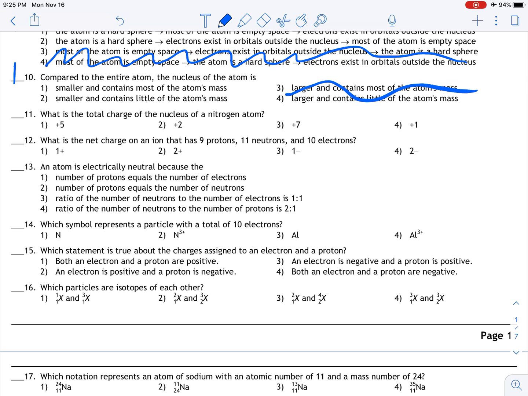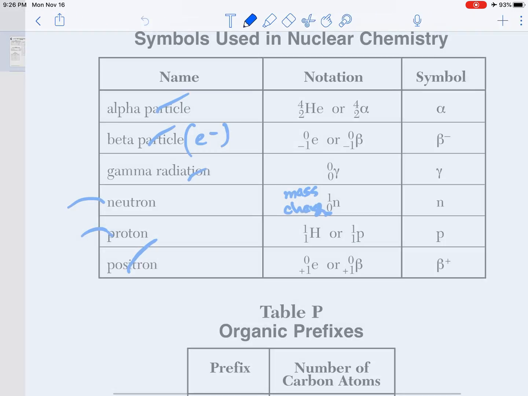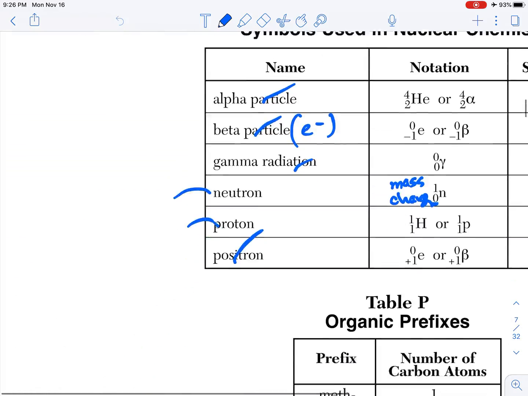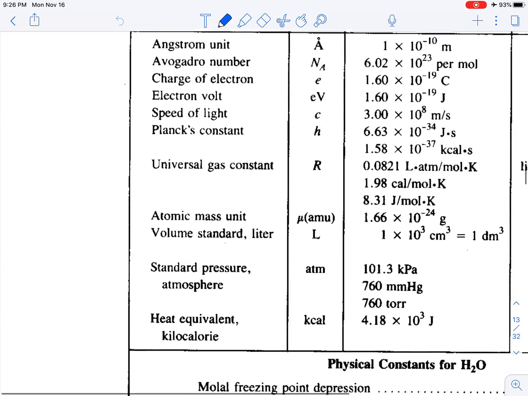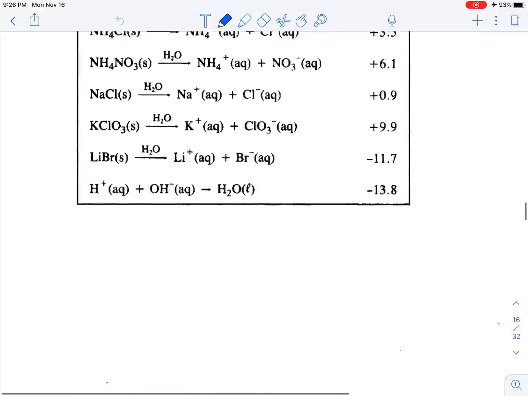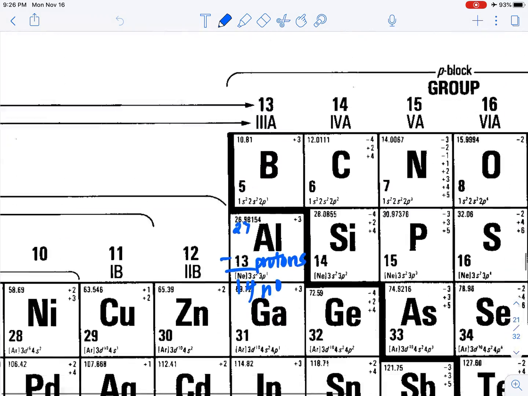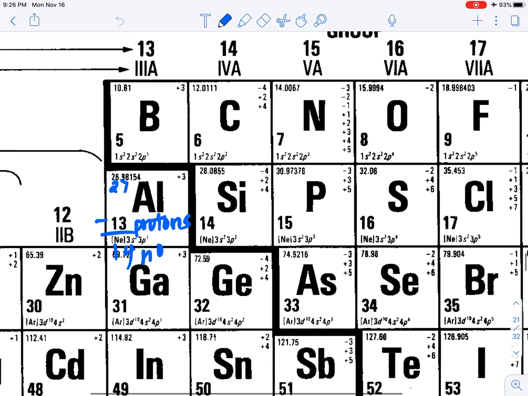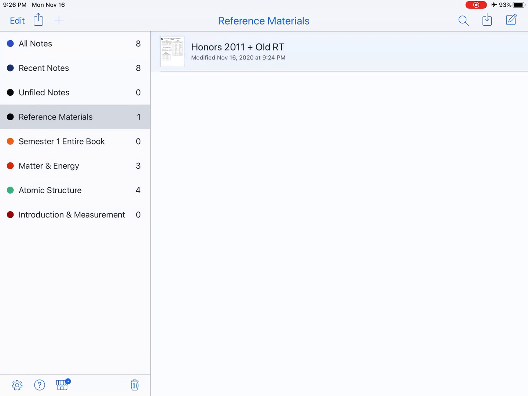What is the total charge of a nucleus of a nitrogen atom? So let's go back to reference materials. We got to go to the big one because that one is sideways. Sorry about this. Where are we? Here we go. Nitrogen. So looks like we've got atomic mass of 14, 7 protons, so that means 7 neutrons also. So let's go back to here.